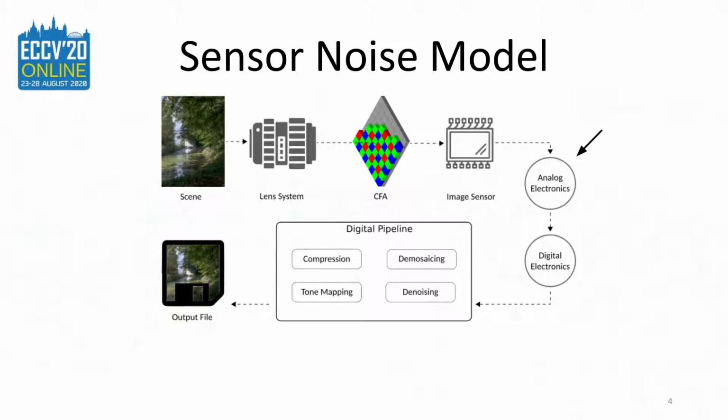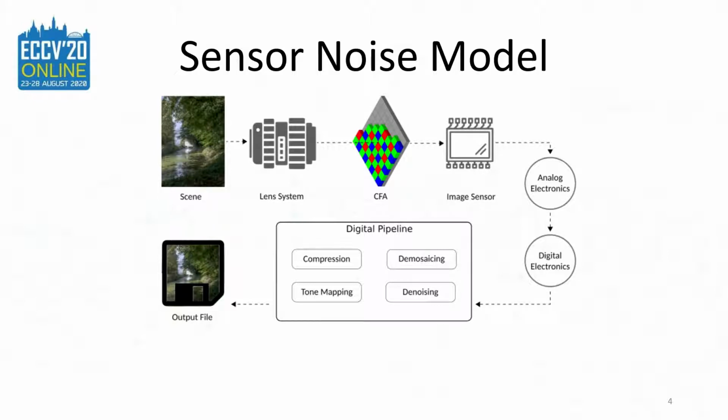An important operation here is the amplification of the signal by a gain based on the specified ISO. Next, an analog to digital converter digitizes the signal into discrete pixel intensities. Finally, the image is transformed by operations of the digital pipeline before being saved to file.